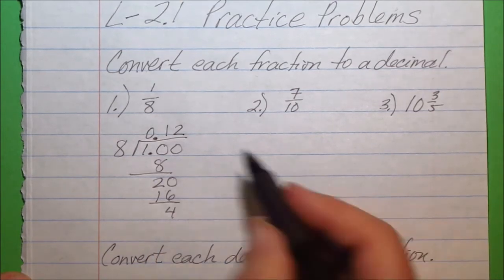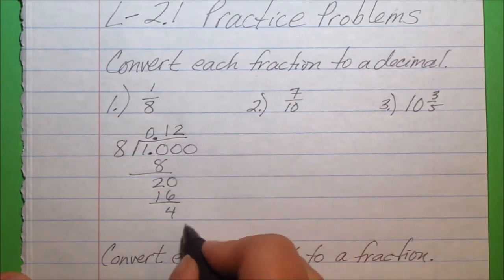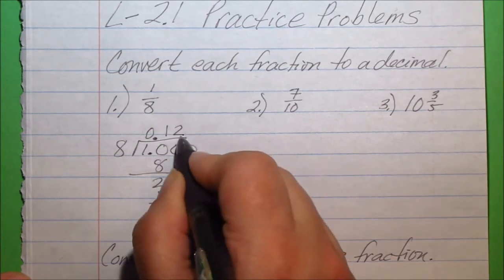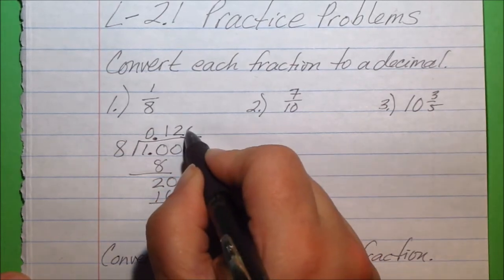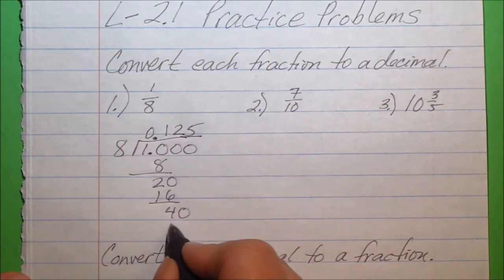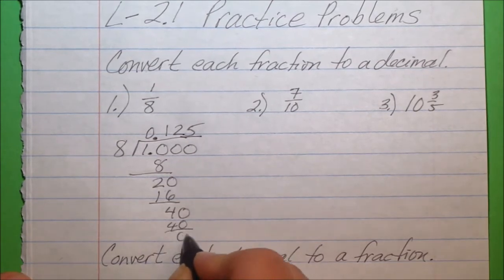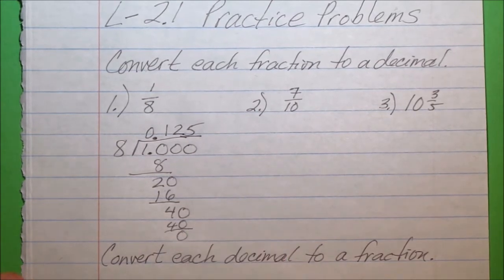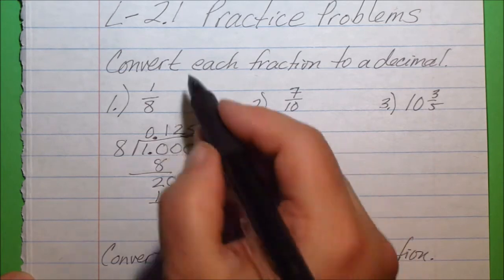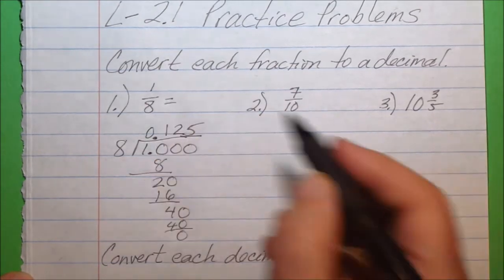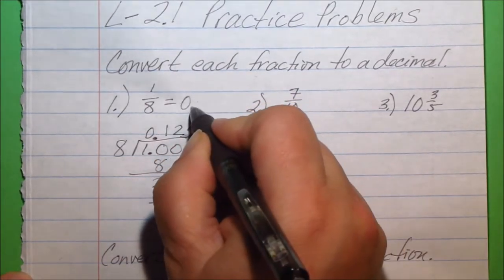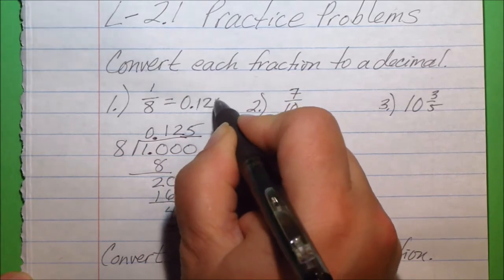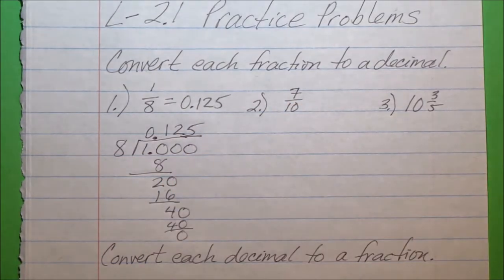I still don't have a 0 here, so I'm going to put another one here and bring it down. 8 goes into 40 5 times. 5 times 8 is 40. And so now I have completed the problem. So 1/8, its decimal equivalent, is 125 thousandths. I hope that's what you got too.